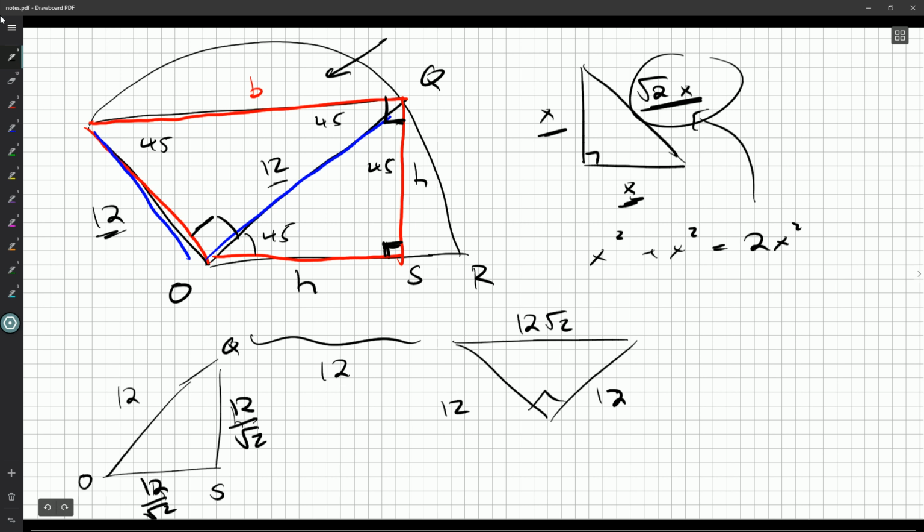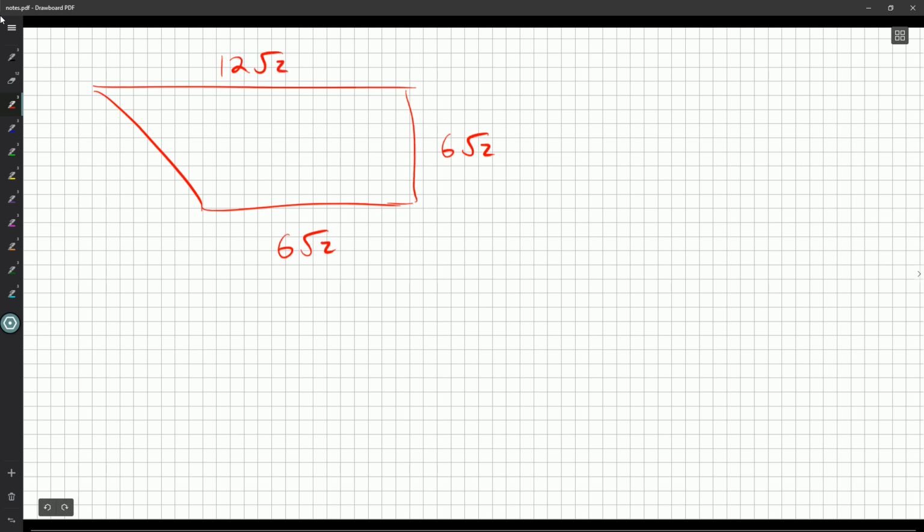Okay, great. Now, a quick thing to note, just before we continue working on here. 12 is 6 times 2. Shocking, I know. But 2 divided by root 2 is just root 2. So 12 over root 2 is just 6 root 2. So if I draw my trapezoid again, I get 6 root 2 for the height, 6 root 2 for this base, and 12 root 2 here.